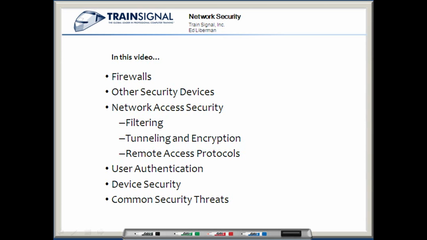As a matter of fact, there are entire courses on nothing but security. If you're looking into the CompTIA Network Plus certification, well, CompTIA also has a Security Plus certification, which again covers all this material in much greater detail.